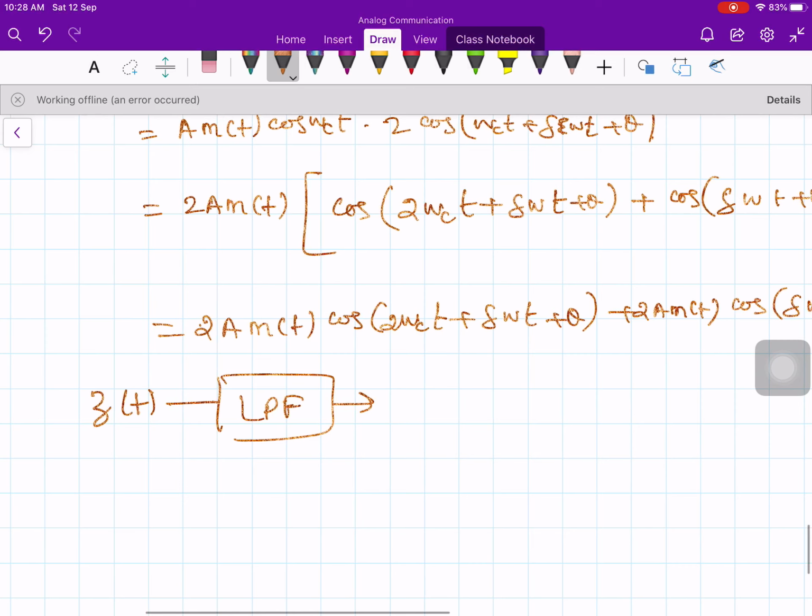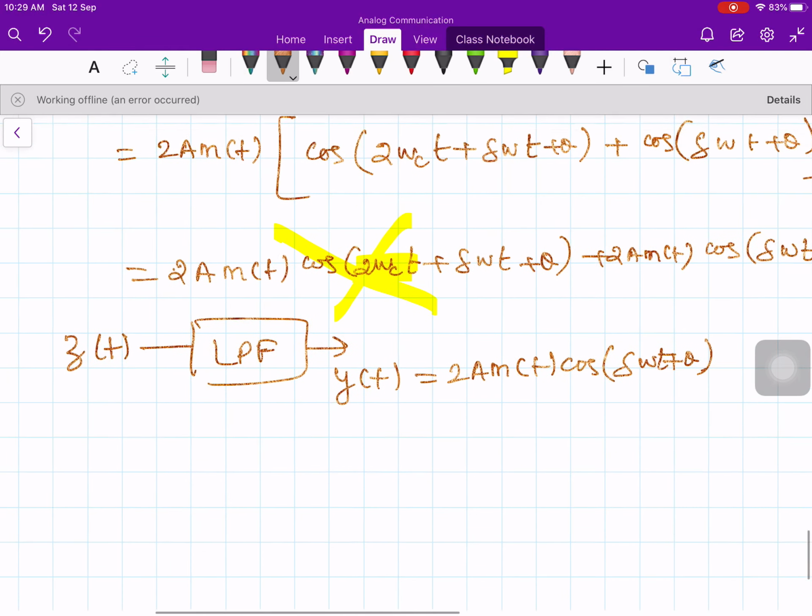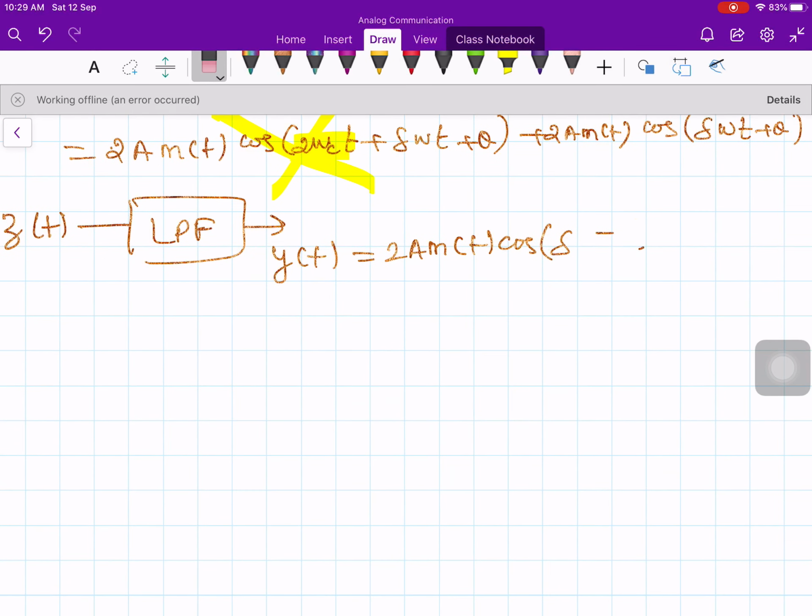So what will happen if you put a low pass filter? This is a high frequency component, 2 times omega c, therefore the entire term will be rejected by the low pass filter. So the output y of t contains only 2 times A times m of t times cos of delta omega t plus theta. This is my y of t.